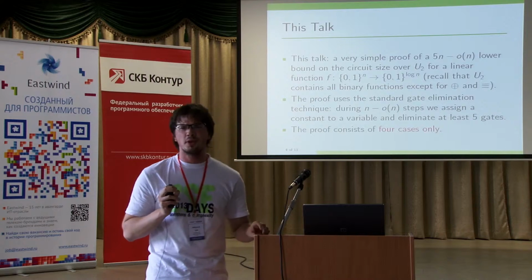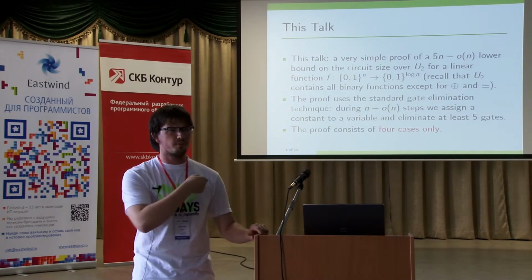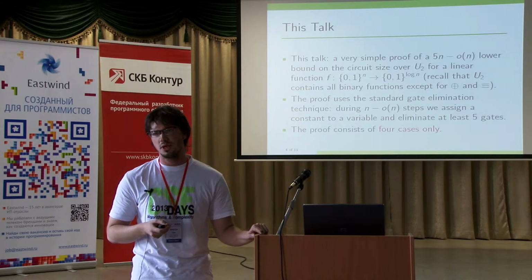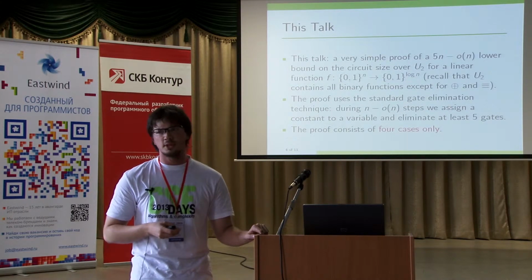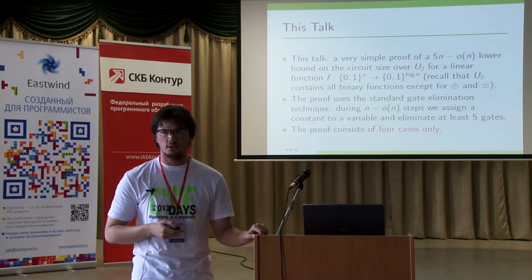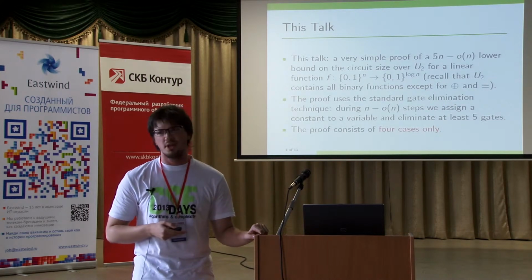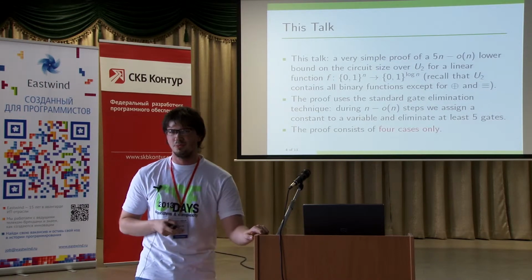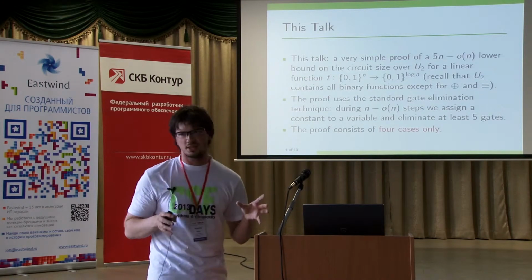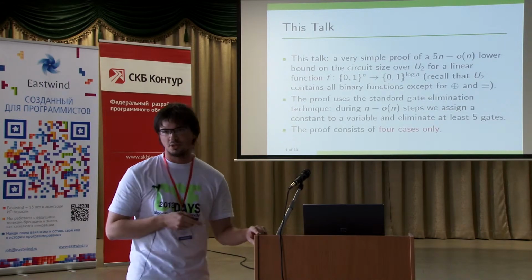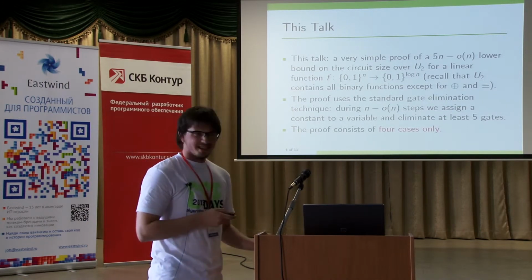Why is it really necessary to get a simpler proof? Because the previous paper by Iwama and Morizumi that proved the 5n lower bound contains more than 100 cases, and it is very hard to read, and you definitely don't want to go through all these cases. So we will introduce only 4 cases, so it's 2.5 + β.